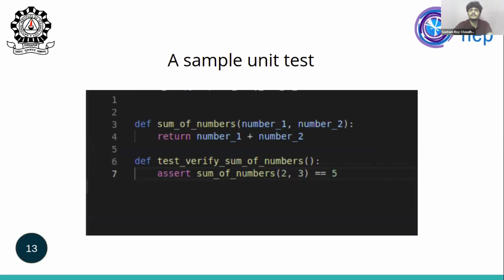Here is a sample unit test. We have a sum of numbers function that takes in two arguments and returns the sum of the two arguments. Below, we are passing in 2 and 3, and we are asserting whether the result given by the function is the one that we are expecting. Here the output that we are expecting is 2 plus 3 equals 5.